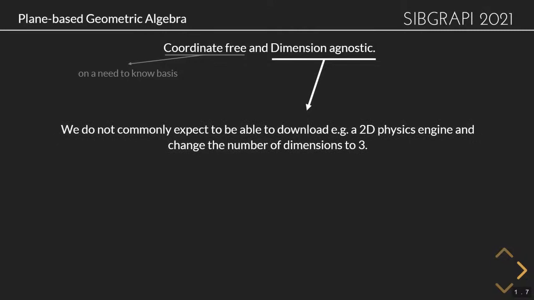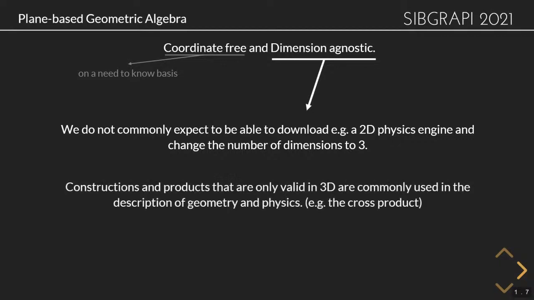When you download a two-dimensional physics engine, you don't expect to be able to open up some H file, change a define from two into three, and get a working three-dimensional physics engine. It's actually even worse, because most of the mathematics that we use commonly in computer graphics and game programming is valid only in three dimensions. For example, you've used the cross product. As soon as you do, you should no longer expect your code to work in two or four dimensions. And we want to ask the question, can we do better?